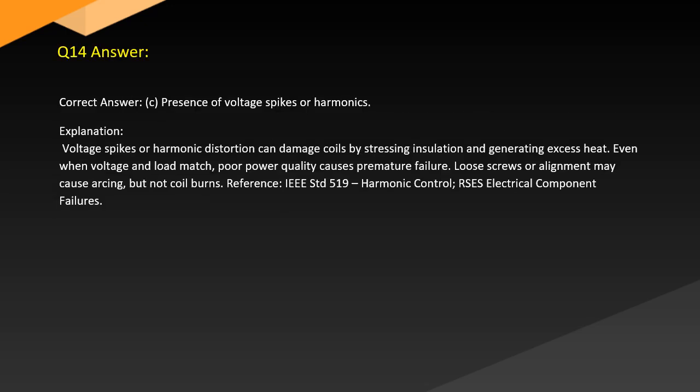Answer. Correct answer: C. Presence of voltage spikes or harmonics. Explanation. Voltage spikes or harmonic distortion can damage coils by stressing insulation and generating excess heat, even when voltage and load match. Poor power quality causes premature failure. Loose screws or misalignment may cause arcing, but not coil burns. Reference: IEEE 519, harmonic control, electrical component failures.